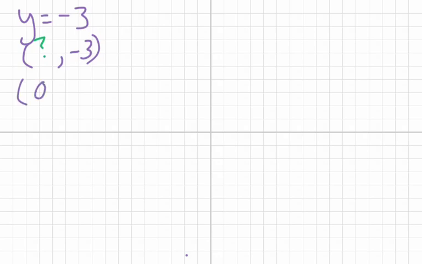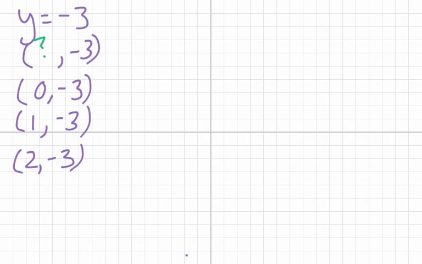Let's go with 0. Let's go with 1. Those are nice simple numbers. When you have the choice to pick simple numbers, make sure you pick some simple numbers. Let's pick a negative number in there. We'll do (-4, -3). Okay. And you can pick more numbers. You can pick fewer numbers. Totally up to you. But if I go over 0 and down 3, that's going to locate me right here.